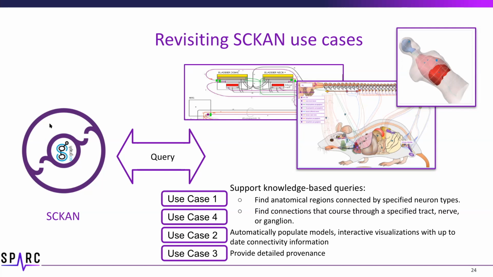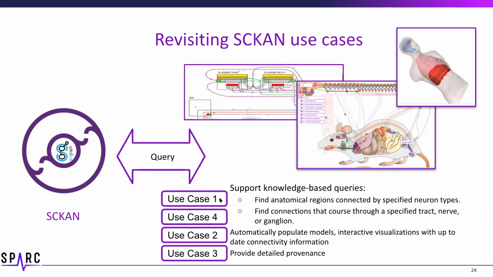So essentially, we replace those static drawings with the SCAN knowledge base. And through dynamic queries, we're able to support knowledge-based queries, like I talked about before: find anatomical regions connected by specified neuron types, find connections that course through a specified tract, nerve, or ganglion, and automatically populate models and interactive visualizations with up-to-date connectivity information, and then also provide detailed provenance.